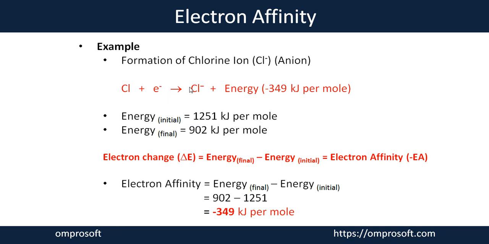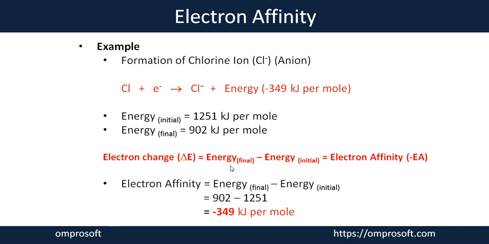When chlorine adds one electron to its atomic structure and converts itself into a chloride anion, it releases some amount of energy. Now the energy present in its anion state becomes less. You can see here the energy in the final stage is 902 kilojoule per mole. Now if you are going to take the difference between the initial and final stage, this is the formula we need to follow.